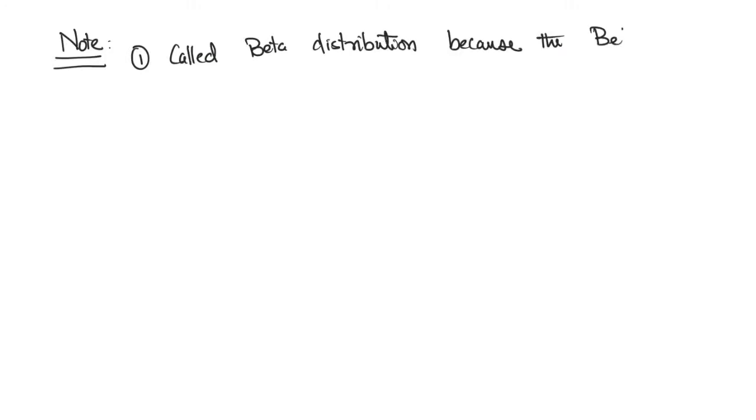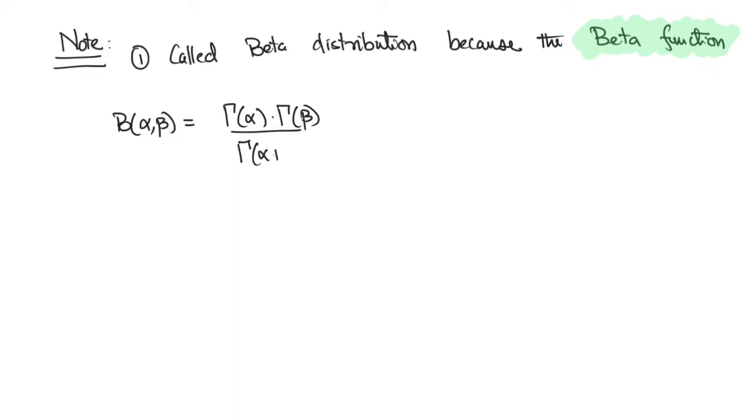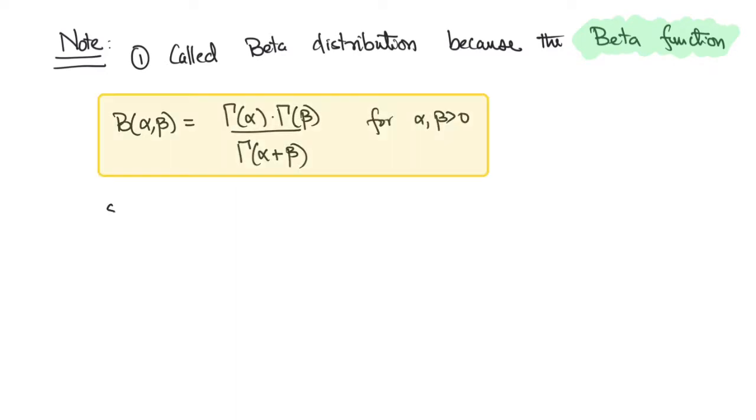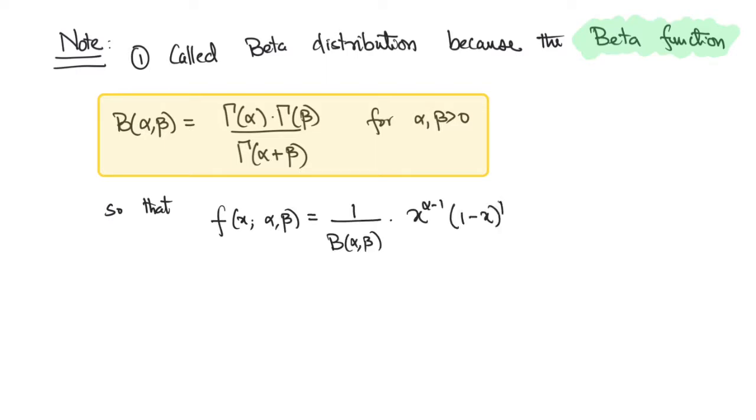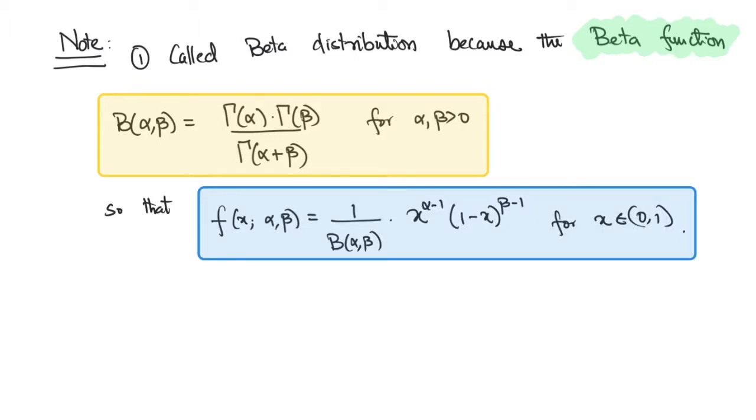This distribution is called the beta distribution because of the beta function, which is defined for values of alpha, beta as gamma(alpha) times gamma(beta) divided by gamma(alpha plus beta), defined for all values alpha, beta which are greater than 0. In this setting, the PDF of the beta distribution is defined as 1 over beta(alpha, beta) times x to the alpha minus 1 times 1 minus x to the beta minus 1 for all values of x between 0 and 1.